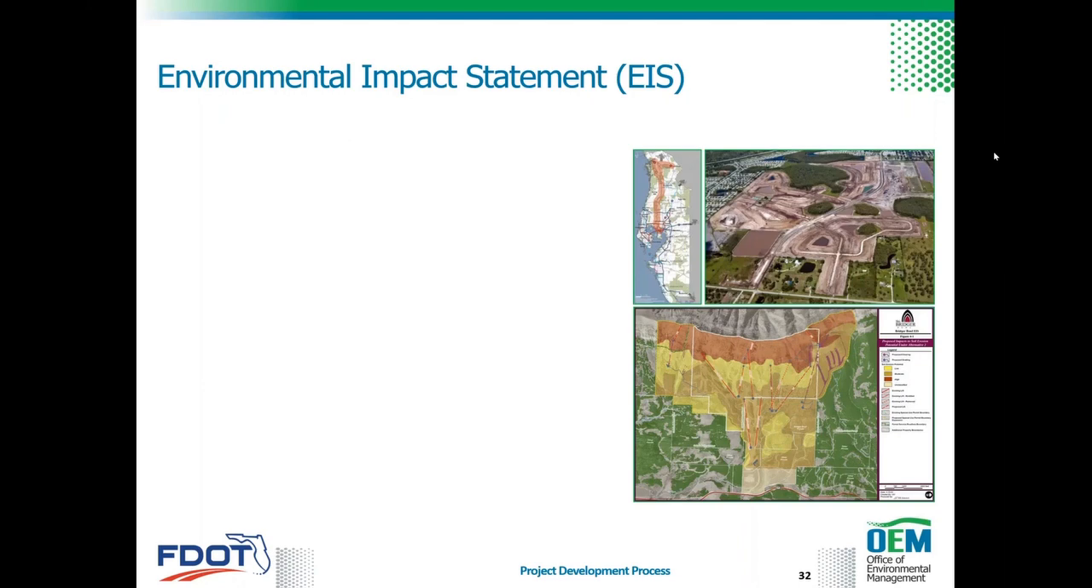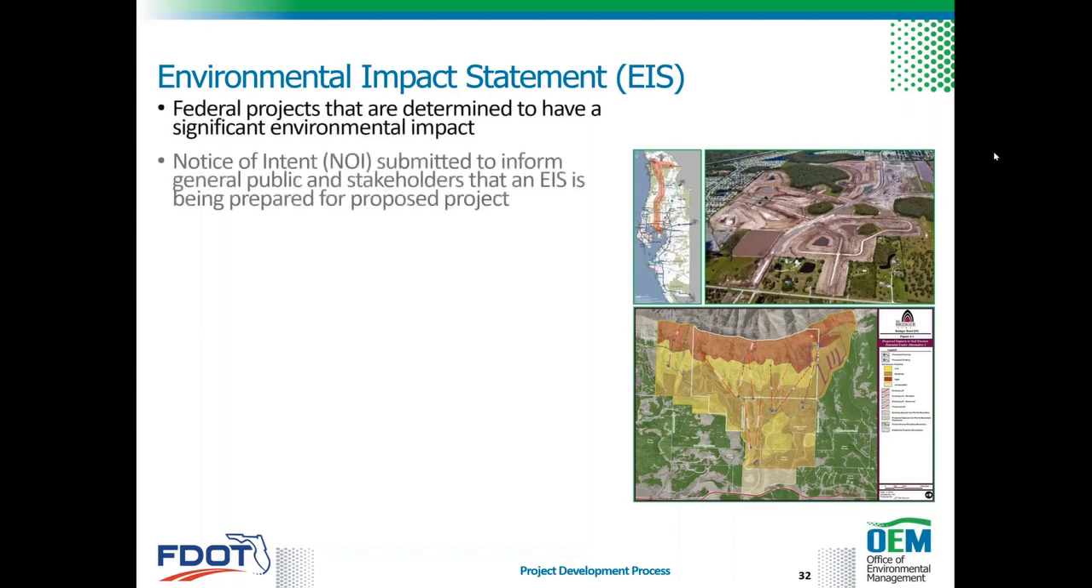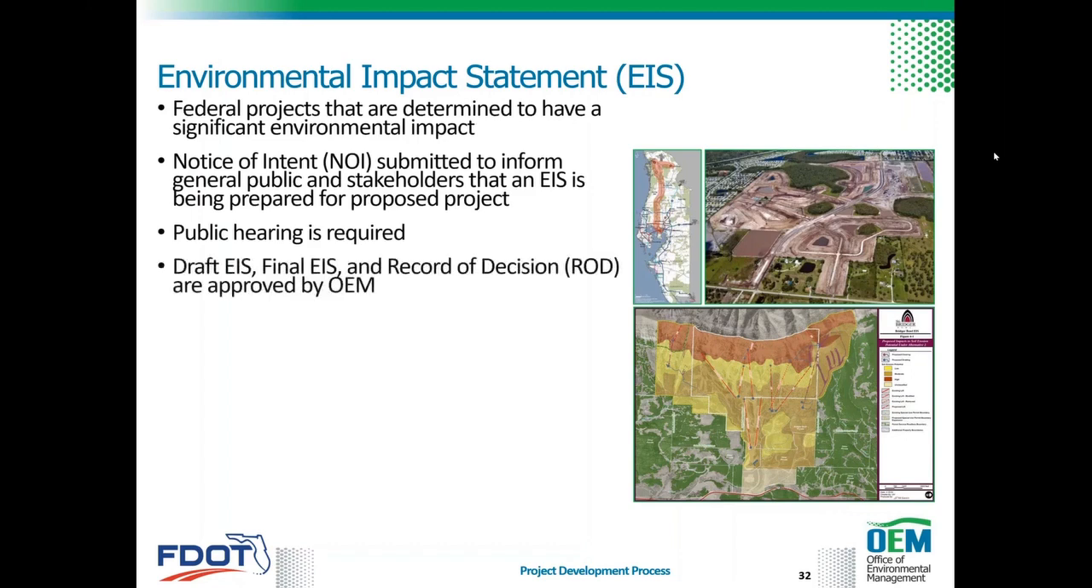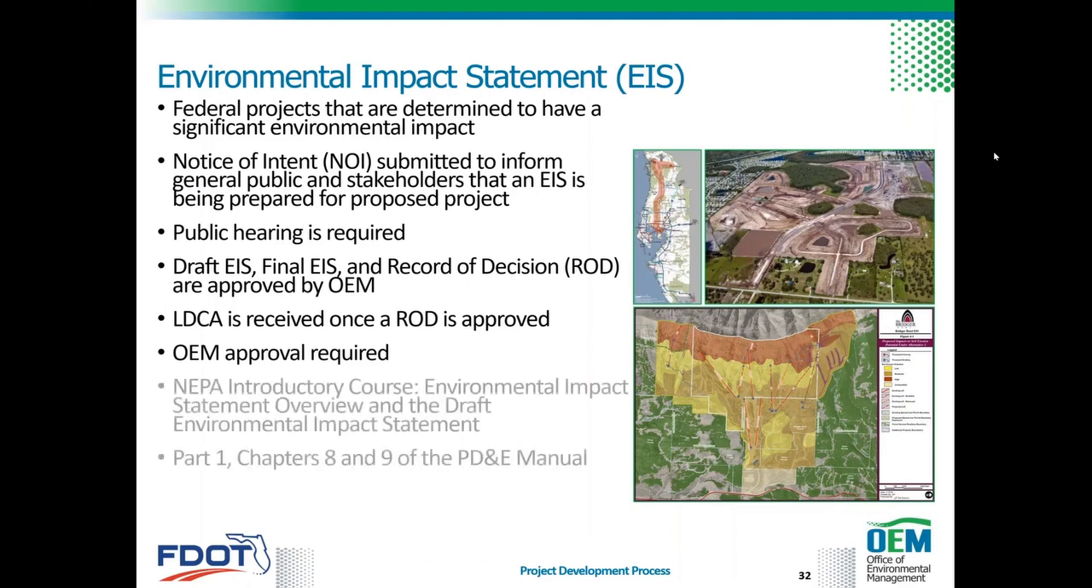So next would be the EIS or Environmental Impact Statement. This class of action is assigned to projects that are determined to have a significant environmental impact. Prior to initiation of the project, a notice of intent is submitted to inform the general public and stakeholders that an EIS is being prepared for the proposed project. A public hearing is required, and the draft EIS, the final EIS, and record of decision or ROD are approved by OEM. Once the ROD is approved, the LDCA is received. Then you can find more information on the EIS in Part 1, Chapter 8, and Chapter 9 of the PD&E Manual.